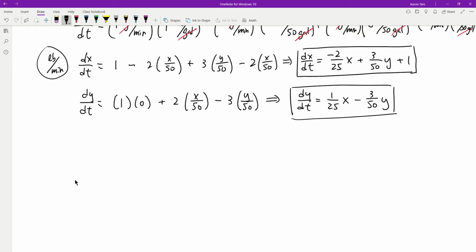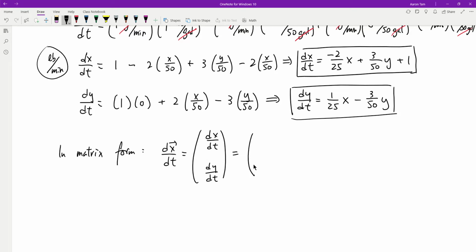Now, I know we're not using matrices to solve the system yet, but I do want to show you what this system looks like. In matrix form, because that's what we're going to do in chapter 13, this system of equations becomes this: d vector x over dt, which is technically dx over dt, dy over dt. And here x and y don't represent coordinates, but instead represent 2 different amounts of salt in 2 different tanks. And that's equal to our coefficient matrix, which in this case is a constant coefficient matrix.